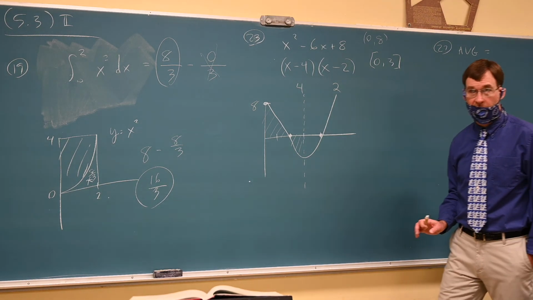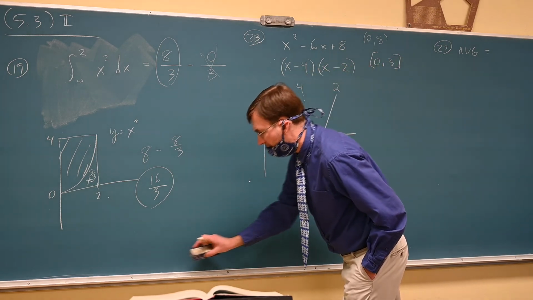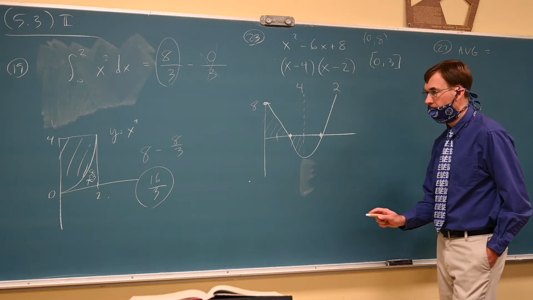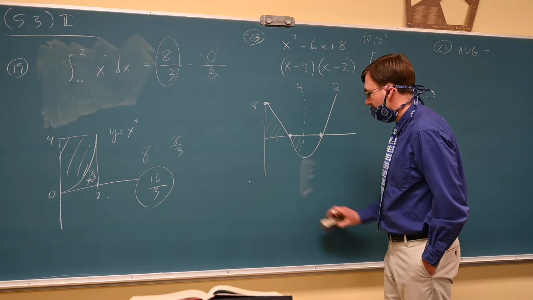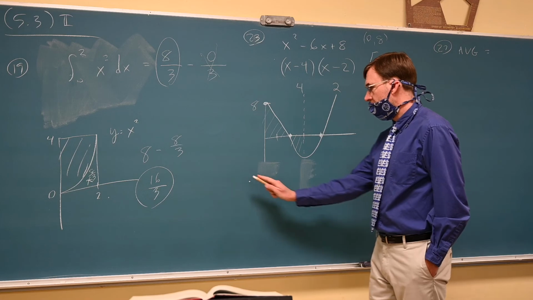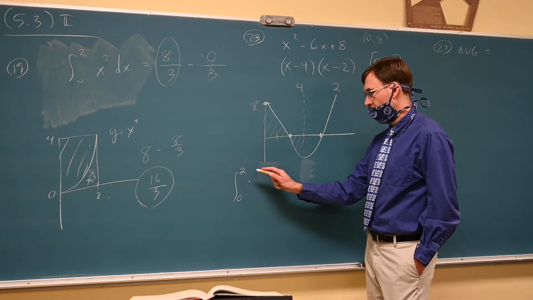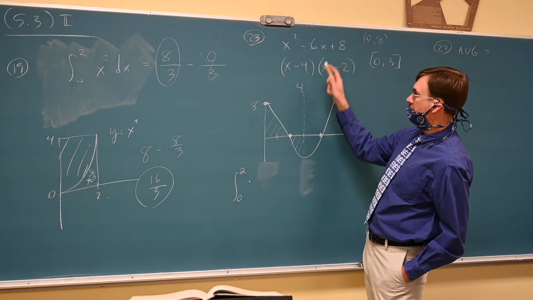Question about the graphing part of that? So part A, it said graph, so mission accomplished. Part B, it says to integrate it. So I'm going to do one integral from 0 to 2 with this formula.